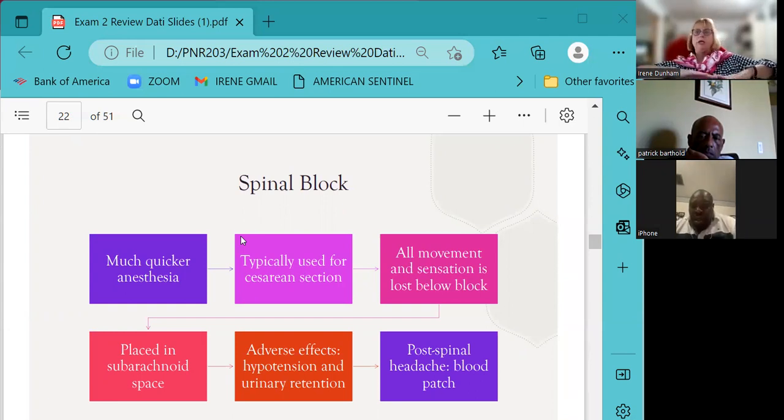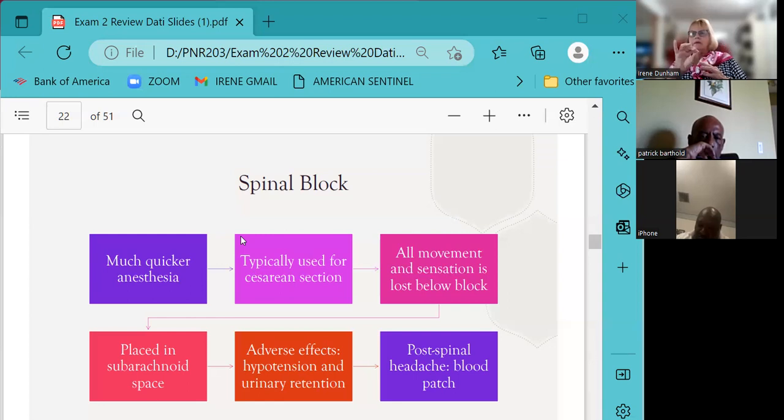Now, say she had an epidural in. Oh no, I don't want to confuse you. So we'll keep on spinal block here. So all movement and sensation is lost below the block, which is pretty high for a C-section. It's right below the breast, and she can't feel anything. Okay, and we want to make sure that it's quick.